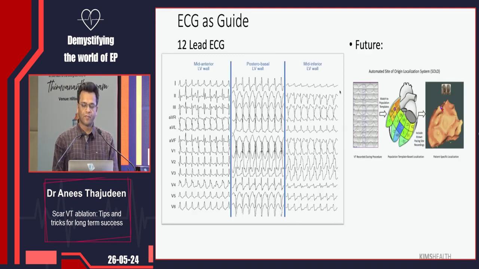Nowadays, we also have automated site of origin localization systems. There are multiple systems available in the West where the 12-lead ECG of the VT is combined with the patient's CT scan or MRI scan, and sometimes with the electroanatomical map, and machine learning based tools for population templates for ECG localization, which are very accurate in identifying the location. So they will map out and say to you where the exit is likely to be.